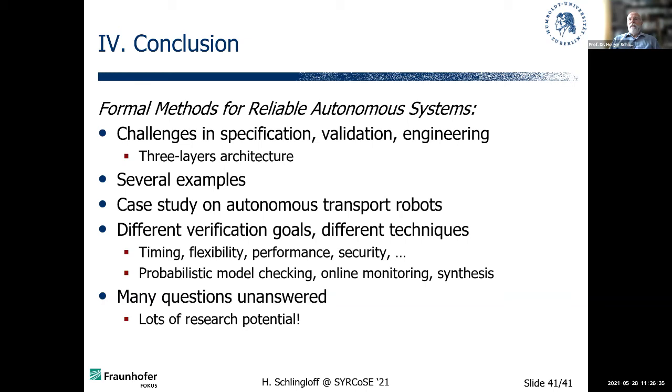I gave you several examples. In particular, I talked more extensively on the case study of autonomous transport robots. There's a bunch of papers which I can send you if you're interested. Different verification goals need different techniques for verification. So I gave you some properties: timing, flexibility, performance, and security. I did not talk too much about security, but there are papers on it, and the different techniques which we used to verify such goals.